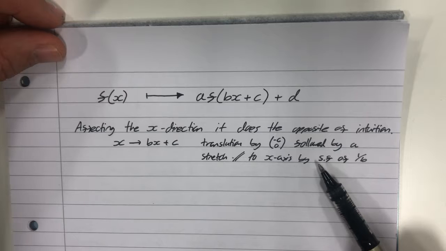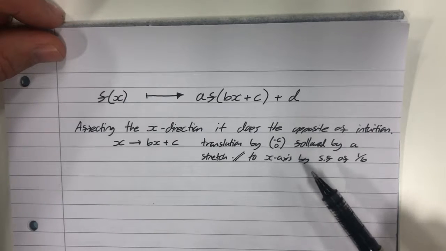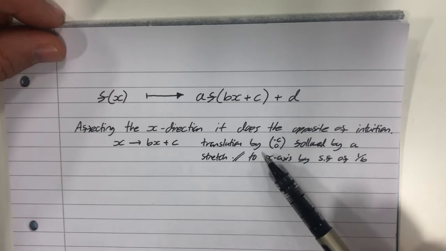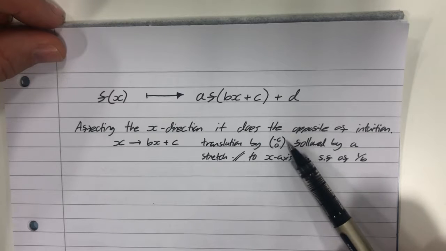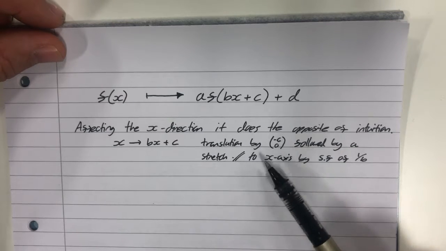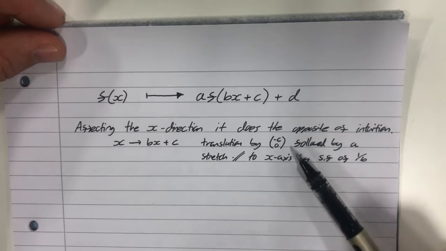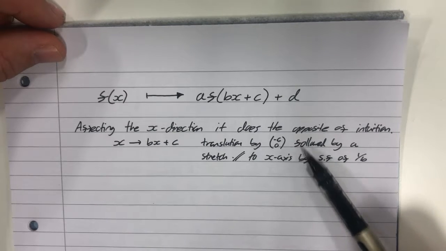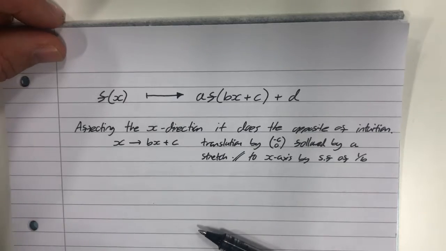And you don't follow BIDMAS. You follow, if you like, SAMDIB. And you would get the translation, or the addition, before the multiplication. So the translation occurs before the stretch. And that's important because it matters which order we do these transformations in, because you'll get different answers.